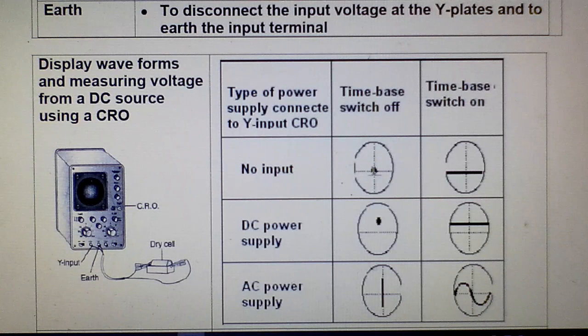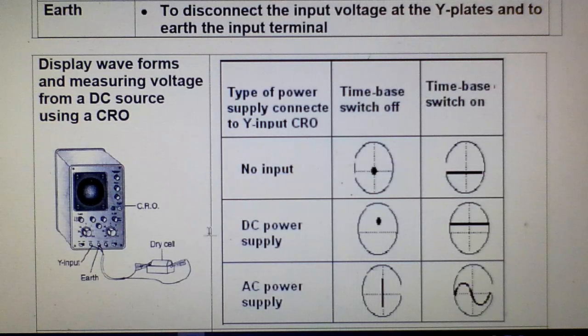Okay, now you turn on the time base. When you turn on the time base, the spot is now able to move left and right and back to the left very fast, so you cannot see the spot. You can just observe a straight line. So this one means time base on.